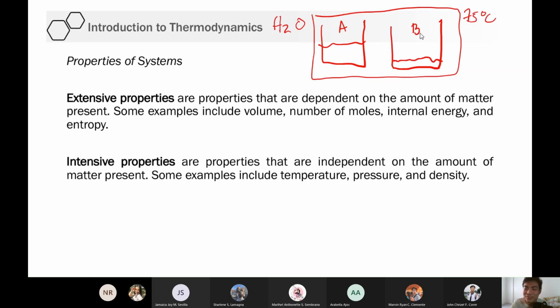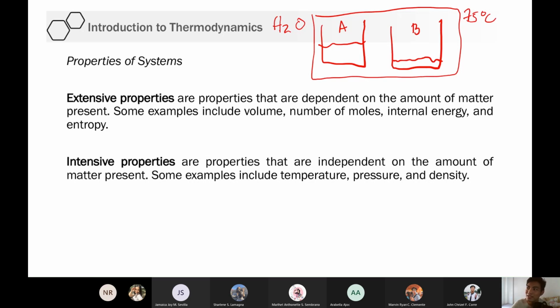Ayan. So, both yan, no? Kasi nasa isang lalagyanan lang sila, di ba? Ibig sabihin, whether ganyan karami, or ganito kaunti yan, 75 degrees Celsius pa rin yung dalawang yan. Okay? So, yun yung intensive property of matter. Yung temperature is actually an intensive property. Yung pressure, ganun din. Kunwari, nilagay ko yan sa 180, hindi 180 pa rin yung kanilang pressure. Okay? So, yun yung properties of system.